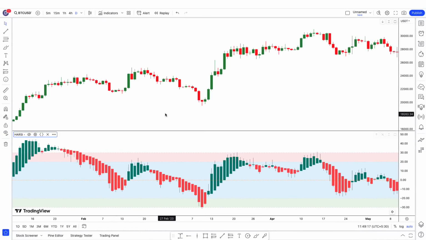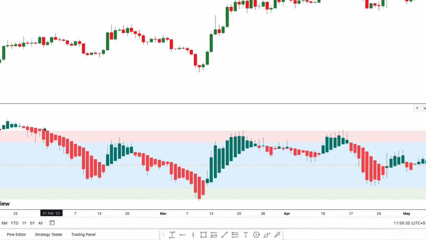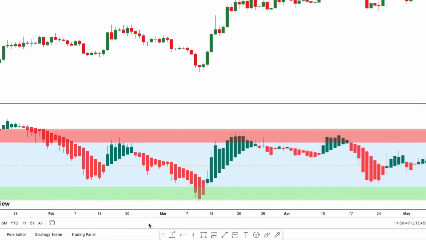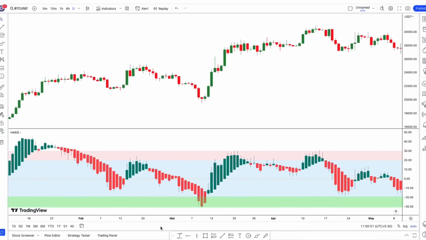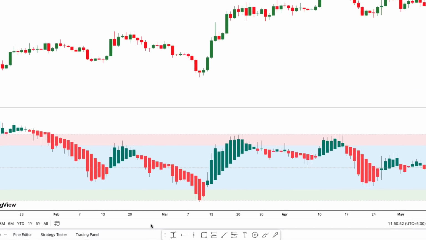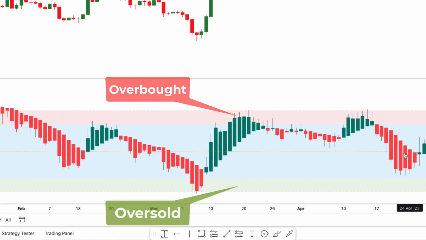The indicator has 3 components. The first component of the indicator is the RSI Heiken Ashi candlesticks. These candlesticks display a modified version of price action, smoothing out the noise and making it easier to identify trends and reversals. The second component are the overbought and oversold zones. These are the green and red zones that are plotted at the 20 level and the -20 level. Whenever the candlesticks reach these zones, we consider the market overbought or oversold.